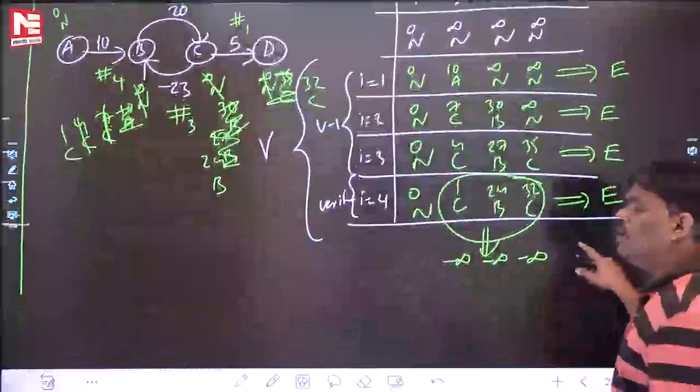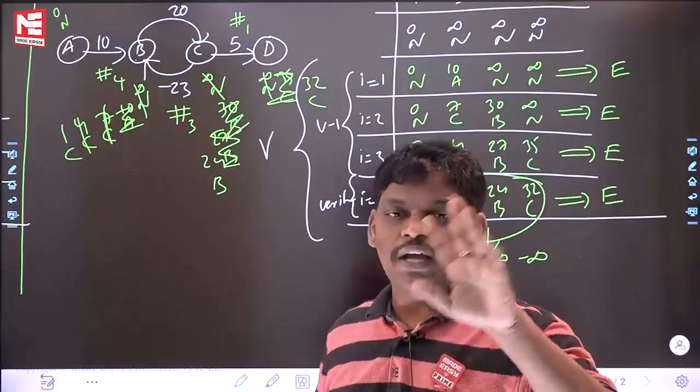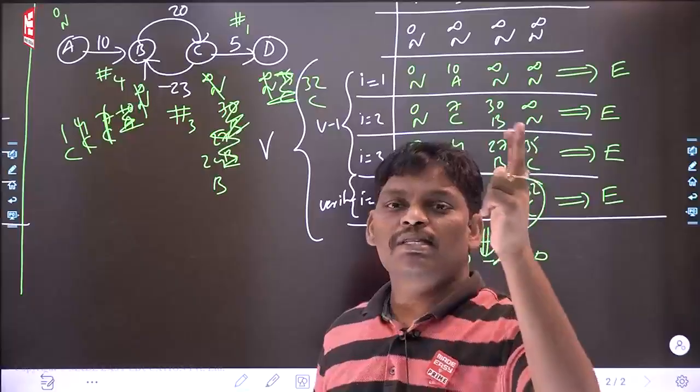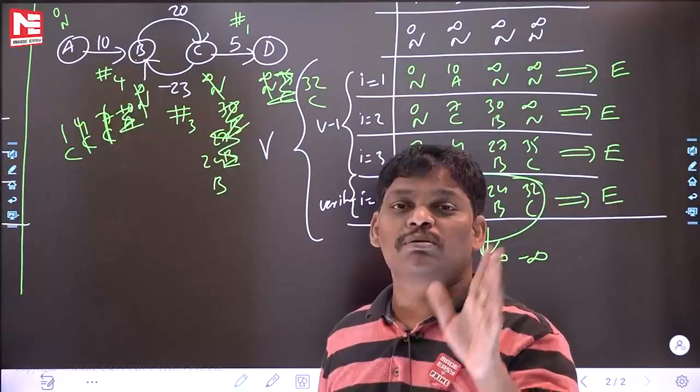Can you help me now? Right? What is the shortest path from A to B? If I ask, someone mentioned minus infinite. What is the meaning? It is an indication that the shortest path from A to B is minus infinite.